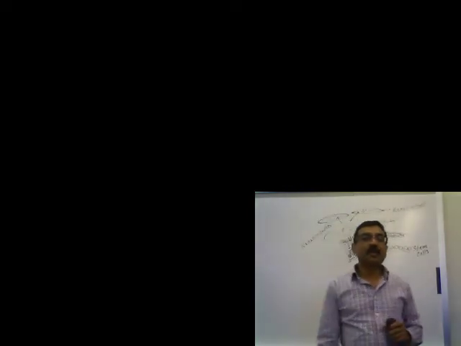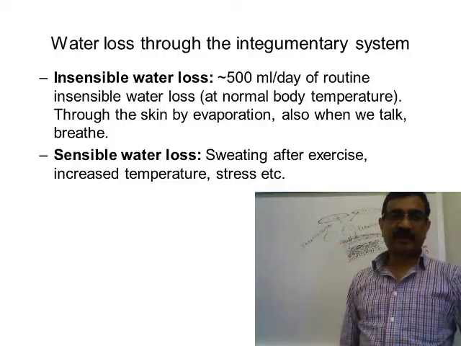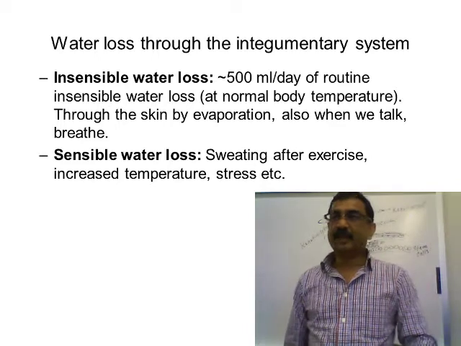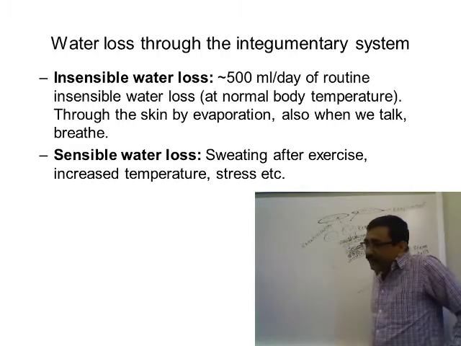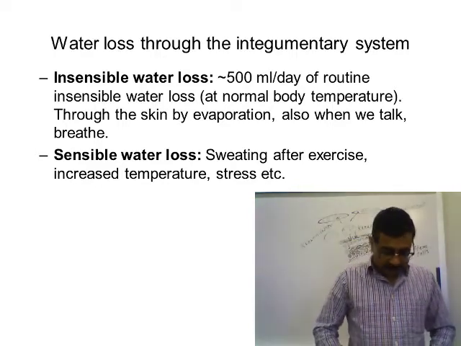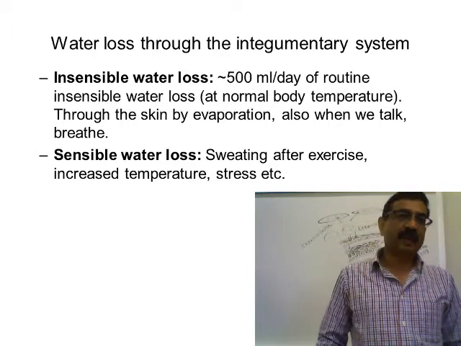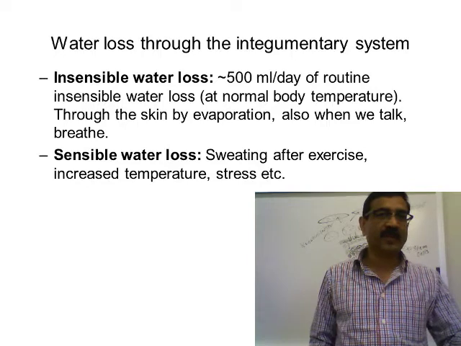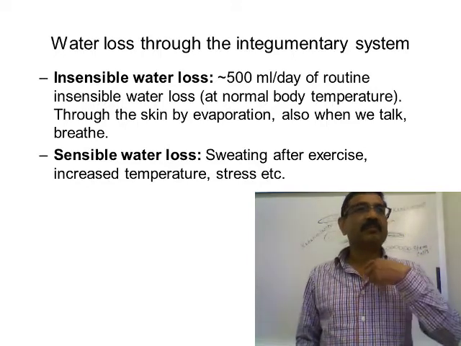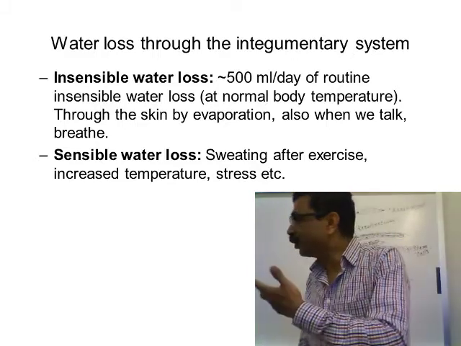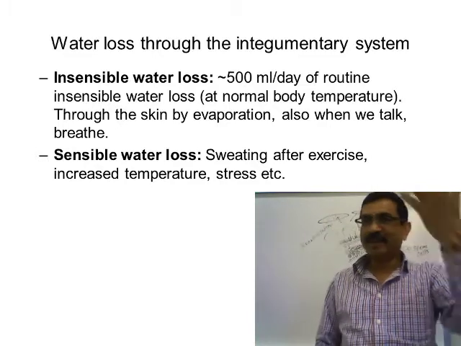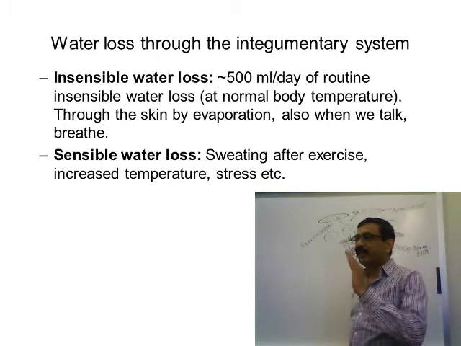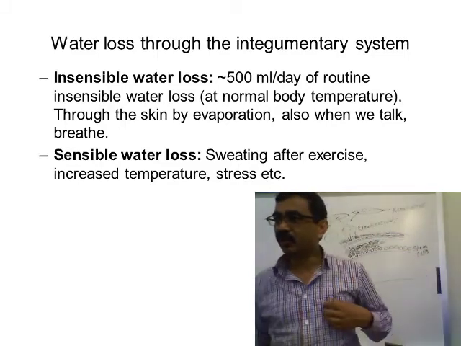Water loss. We lose water from the body in many ways, you know that. And we can divide water loss into two types: insensible water loss and sensible water loss. Insensible water loss is the water loss that we don't see or feel. Can you give me an example? When you talk, you lose water. When you breathe, you lose water. But you don't see or feel that you are losing water. Sensible: urination. When you urinate, you see water is leaving the body, right? So you feel that. Both ways we lose water from the body.